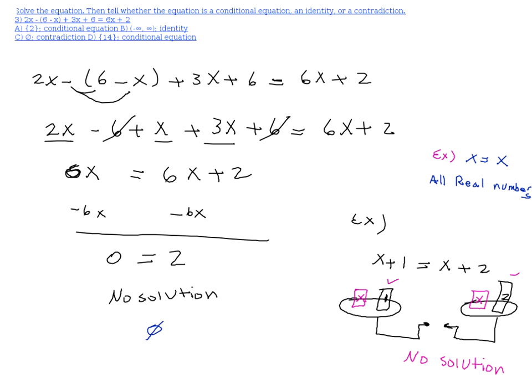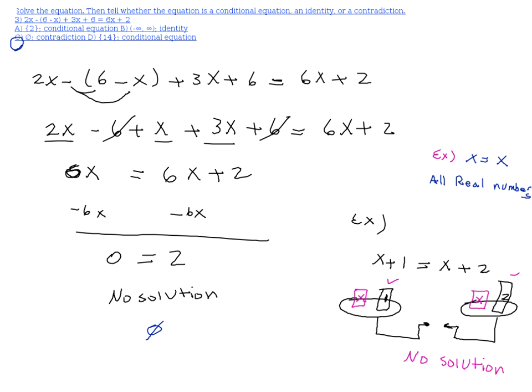So what kind of equation do we have? Which one should we select here? A, B, C, or D? C would be no solution, or lose a symbol.